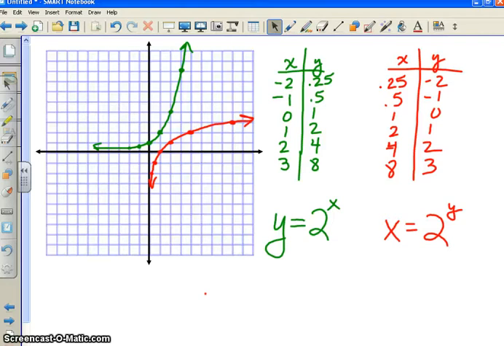At the end of your packet from class today, you graphed an exponential function, y equals 2 to the x, and then you took some of the points from that function and made the inverse of them. You flipped x and y, graphed those points, and got a new curve with an equation x equals 2 to the y.